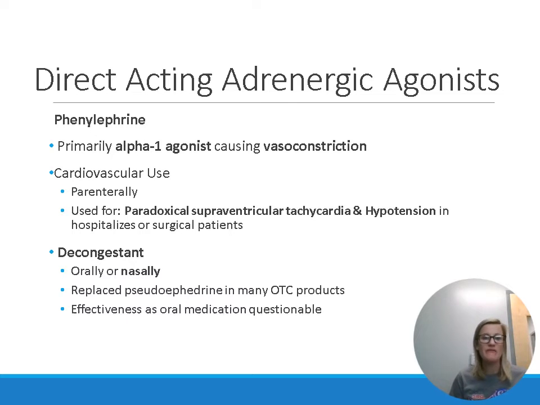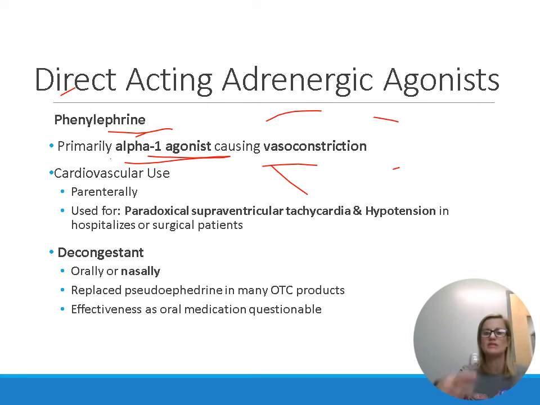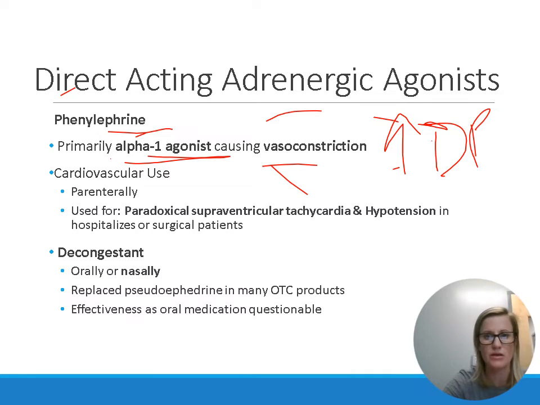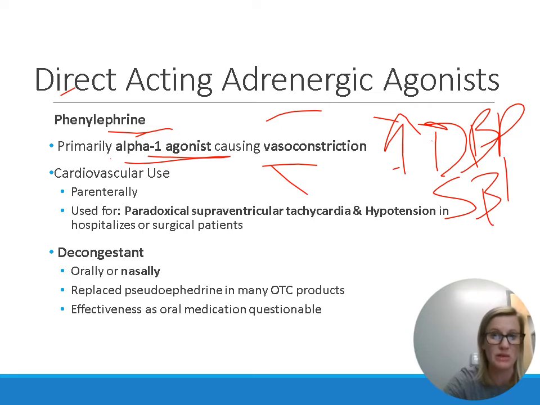Okay, phenylephrine. Phenylephrine is another drug that we can use as a decongestant. We can use it for congestion, but it has multiple uses. Phenylephrine is, again, primarily an alpha-1 agonist. We know that stimulating alpha-1 can cause vasoconstriction. Also, that vasoconstriction can end up increasing blood pressure. Remember, causing systemic vasoconstriction increases diastolic blood pressure and systolic blood pressure.